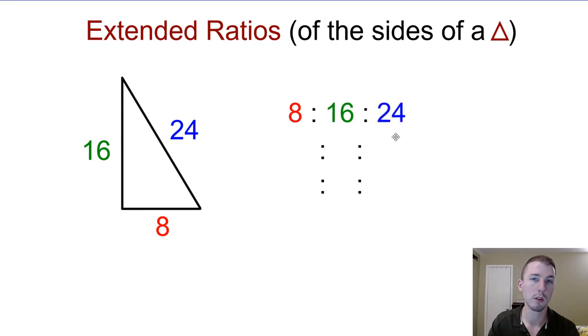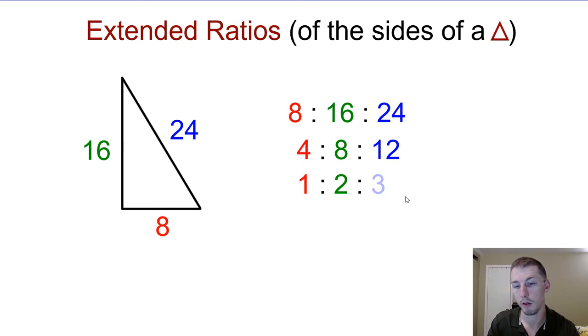But just like reducing a fraction, we can reduce ratios as well. So I'm going to divide these by 2, I think. So that's going to give me 4, 8, and 12. But you notice we can actually divide it by 2 again, or we can actually divide it by 4. Okay, so 1, 2, and 3. So our reduced extended ratio, and we'll always reduce them down, is going to be 1, 2, and 3.